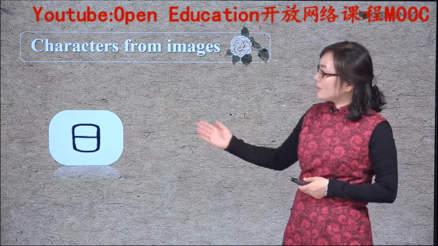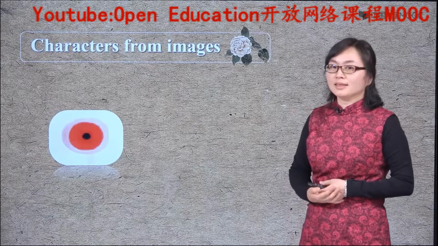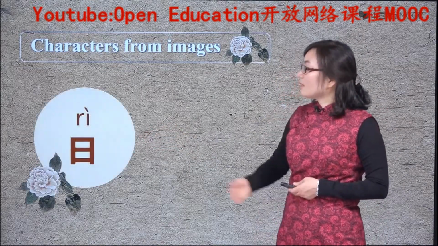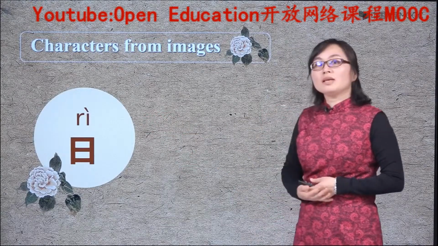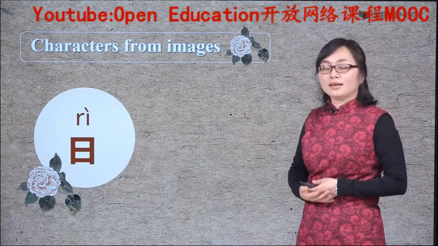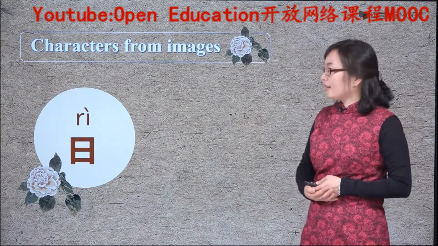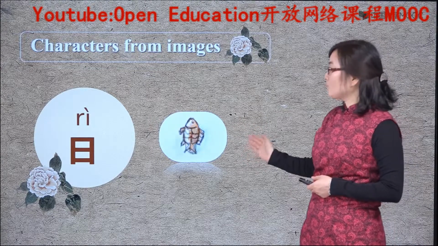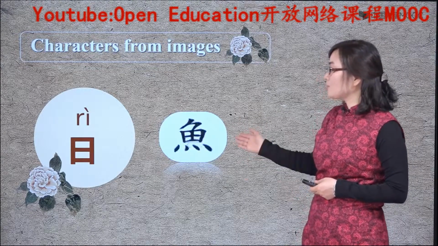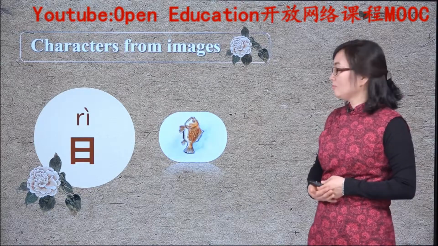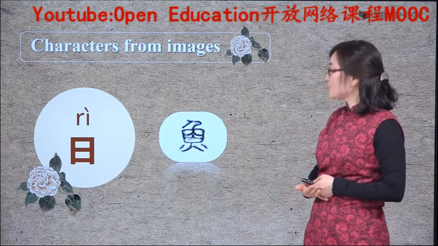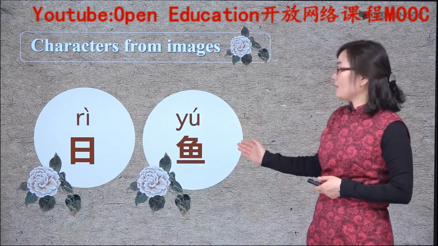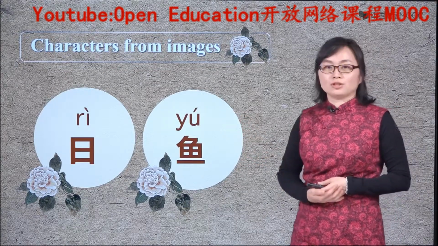Yeah, you see, there's the image of the sun. Then easily you can figure out the meaning of this Chinese character, pronounced as rì. So the meaning of this Chinese character is the sun. And let's take a look at this drawing. In this drawing, we can find the image of a fish. So you can figure out the meaning of this Chinese character, pronounced as yú. The meaning of this Chinese character is fish.